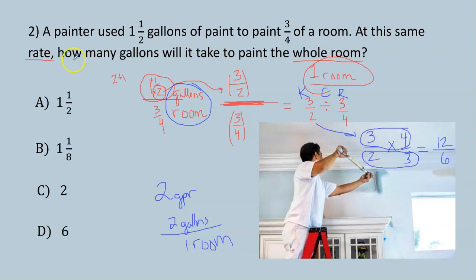Now let's look back at the question. At this same rate, how many gallons will it take to paint the whole room? So it will take 2 gallons to paint one whole room. So the answer we would circle is letter C.